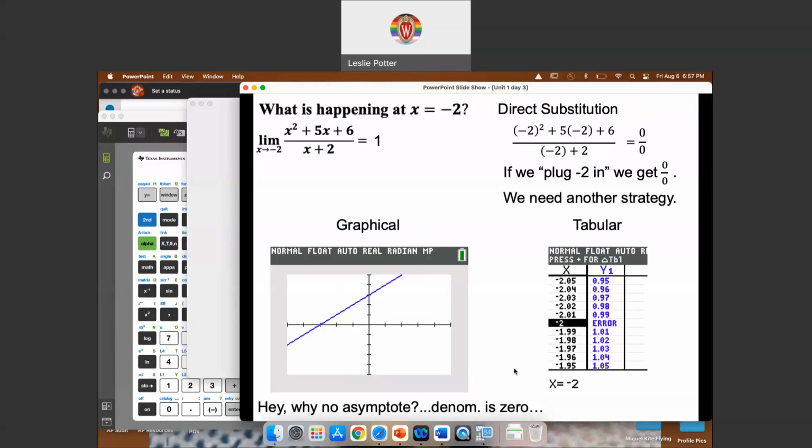Analytically means we're going to do some manipulation, some algebraic manipulation using functions. Okay, so that's the hole here, and that's the indication that there's a hole here. We've got this error in our table.